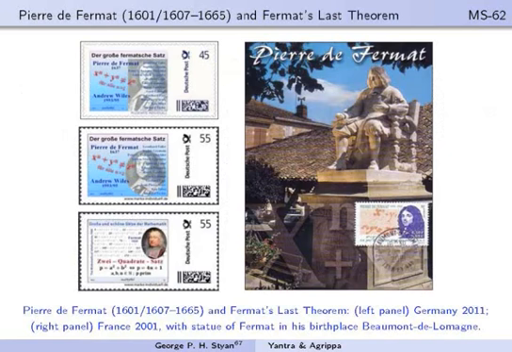I told you that Fermat has appeared on several postage stamps. Germany recently has produced what are called individual stamps. They call them Marke individuell. And there is a maxi card for Pierre de Fermat showing a statue of him in his birthplace of Beaumont de Lomagne.